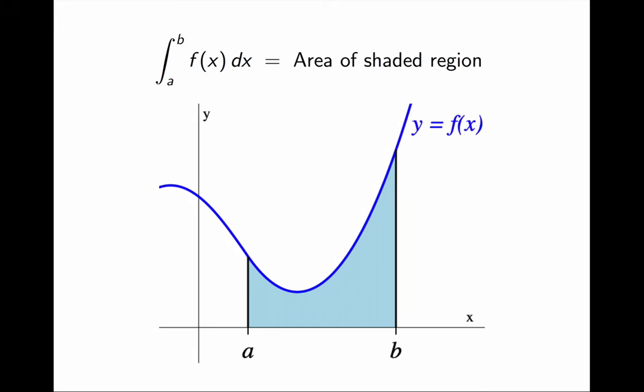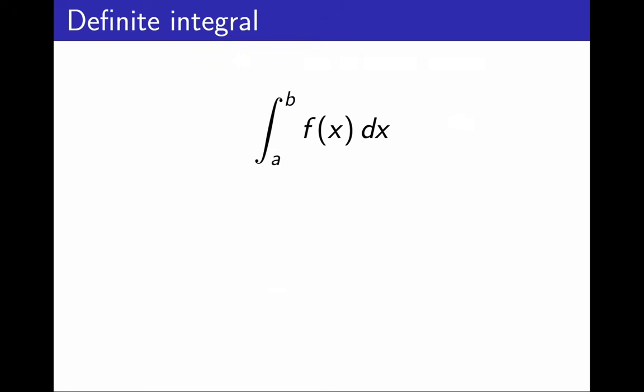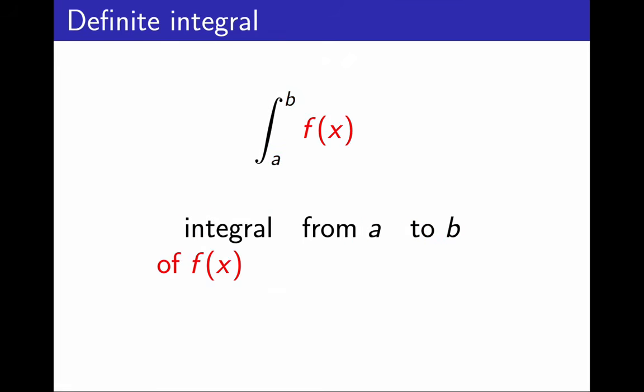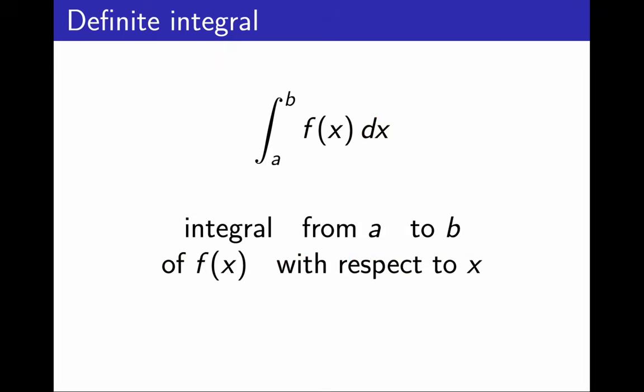There are a lot of new symbols here, so let's look at them closely. This whole expression is new notation. We read it as the integral from a to b of f of x with respect to x, where f is a function and a and b are real numbers. For now, the last part, the x, is just a piece of notation to indicate that the variable is x. We will later give it more meaning.